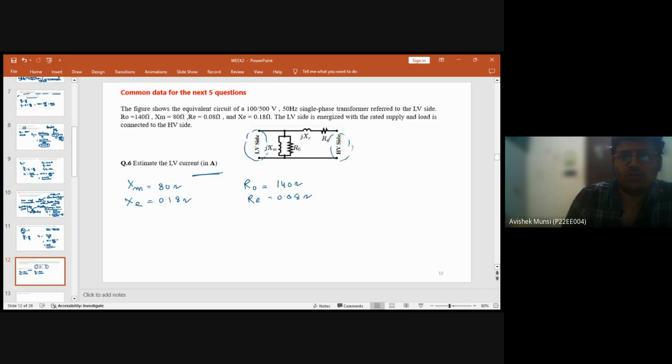See here the load is missing. So I think for that reason you're not able to solve it. So consider it around 50 plus j30. Okay. So now I think you all are able to solve it. So the load is missing in the question, right? So try this.